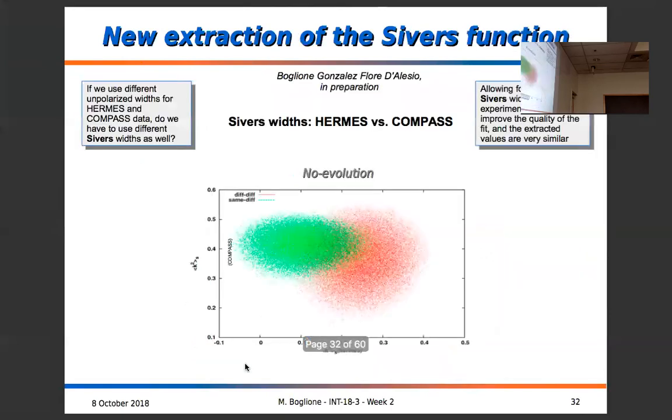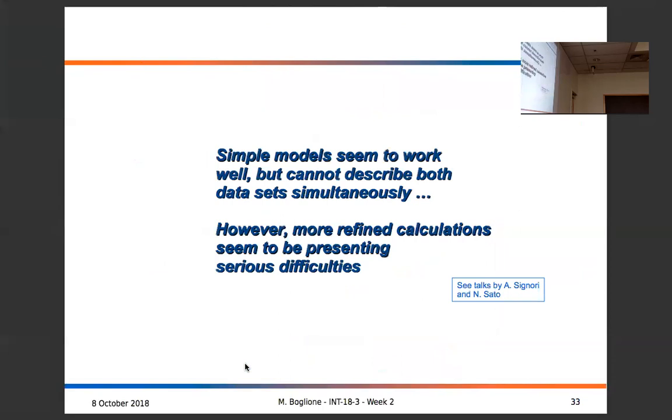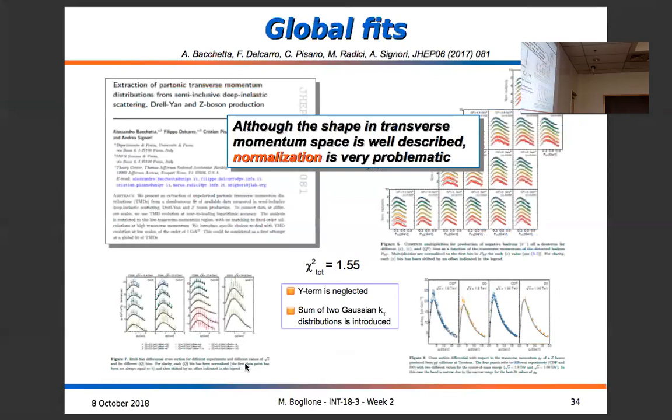Now, what is surprising, and let me go back to the talks of Andrea and other people's work, is that while simple models seem to work well, at least separately, more refined calculations seem to be giving even more difficulties. And in Andrea's talk, we've seen that although the shape in the transverse momentum space is well described when you do a global fitting, there is a very serious problem with normalization, which basically has to be fixed by hand, bin by bin.